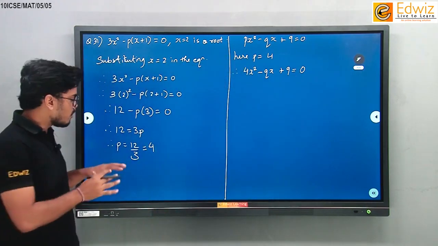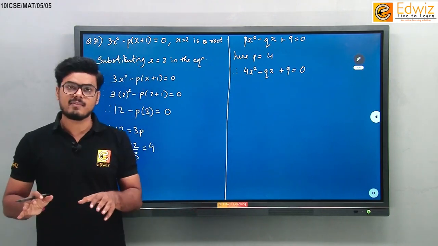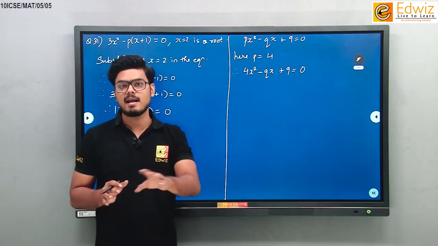Now we already got p. We need to find q next. For that, the information that we have is that this equation has real and equal roots.